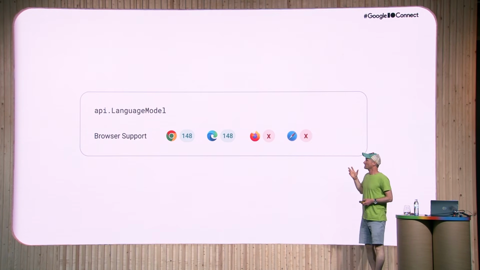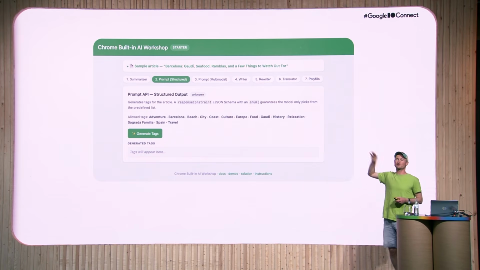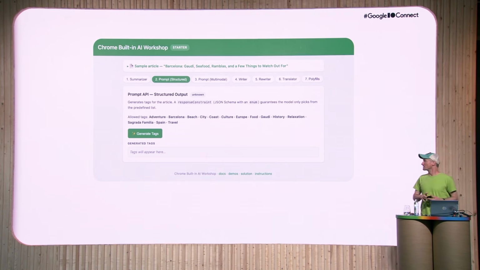The language model API has launched in Chrome 148. And with this, can we go back to my computer, please, for the second exercise?